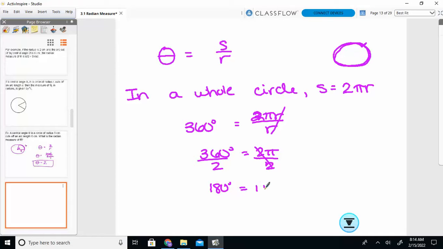So 180 degrees is equal to pi. This is what we need to know. So I kind of showed you why it is what it is. You're not going to have to necessarily do that conversion again, but what you need to know to go back and forth between degrees and radians. 180 degrees is equal to pi radians. That will be our conversion from now on.